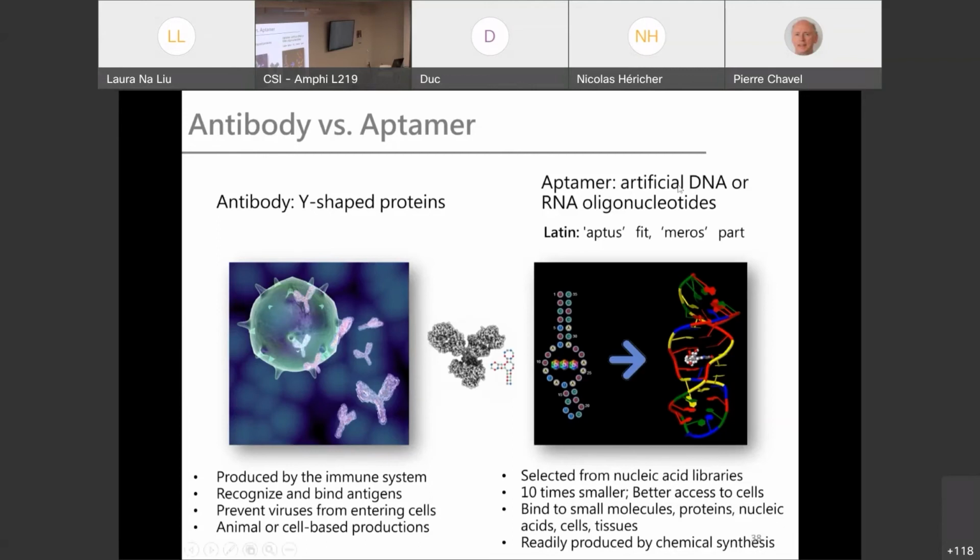So alternatively, we can also design, so to say, artificial antibodies, and they are called aptamers. They are artificial DNA or RNA structures. They are nearly 10 times smaller. Here you see the comparison between the antibody and the artificial antibody called aptamer. This is much smaller than the real ones, and that means they are much better at accessing cells, and they have many applications, and they can also be readily produced by chemical synthesis, much cheaper.